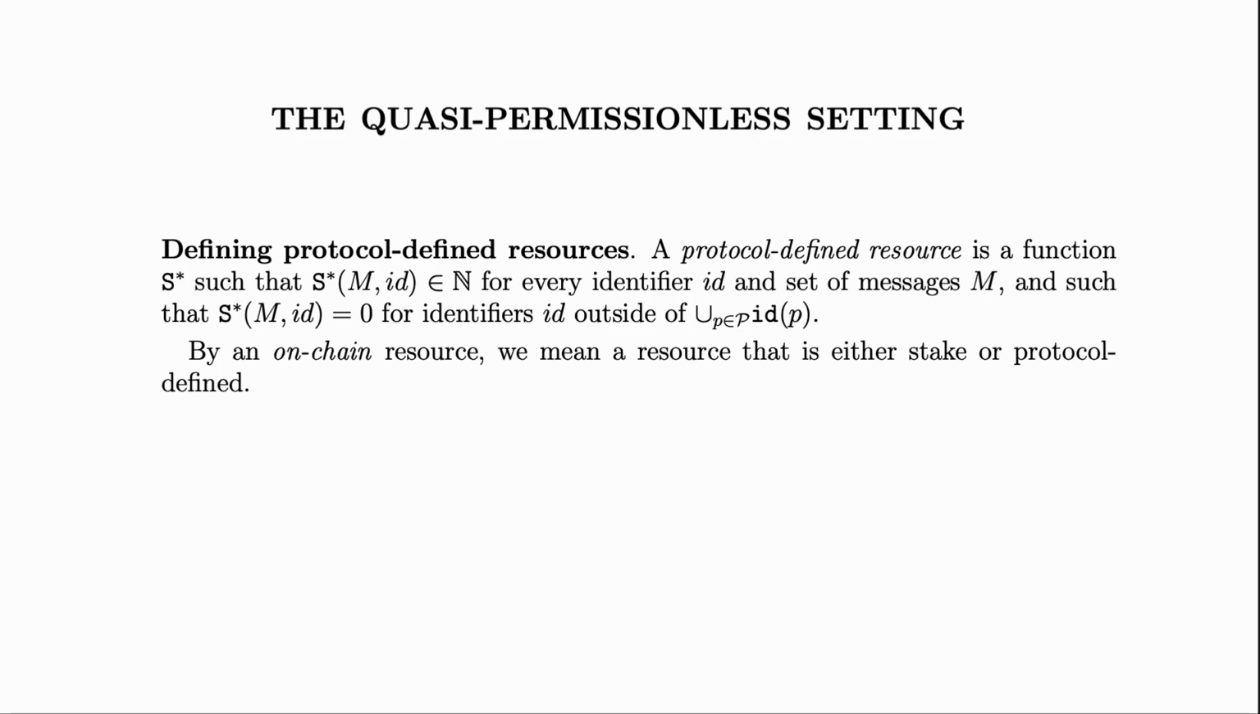Okay, so a protocol-defined resource is a very simple thing. It's just a function, S star, let's say, that takes a set of messages and allocates each identifier some resource balance. So for any given set of messages and any identifier, this gives you some natural number output. It's a very general version of a stake allocation function, if you like. So that's protocol-defined resources. And by an on-chain resource, I mean a resource that is either stake or protocol-defined.